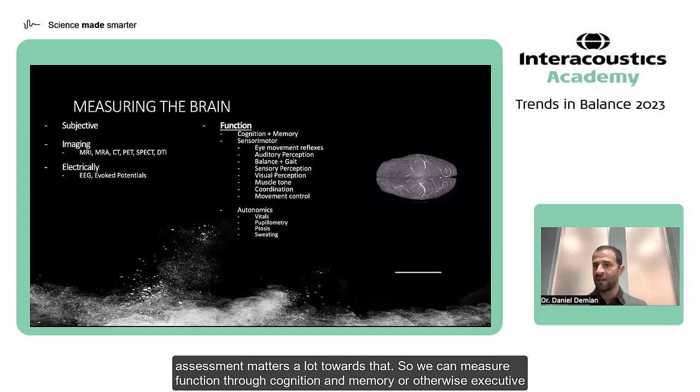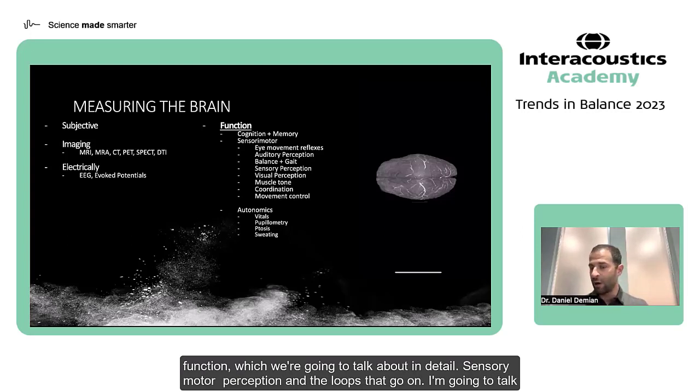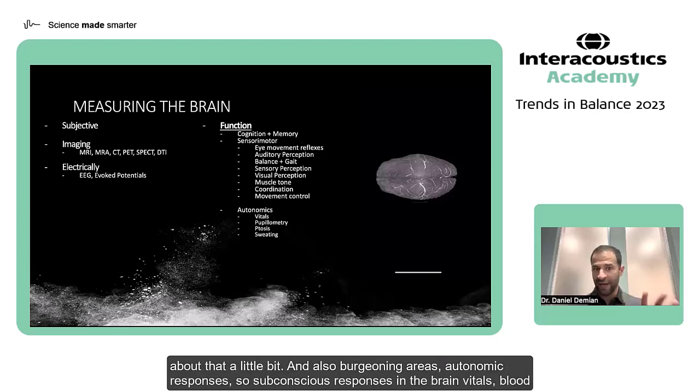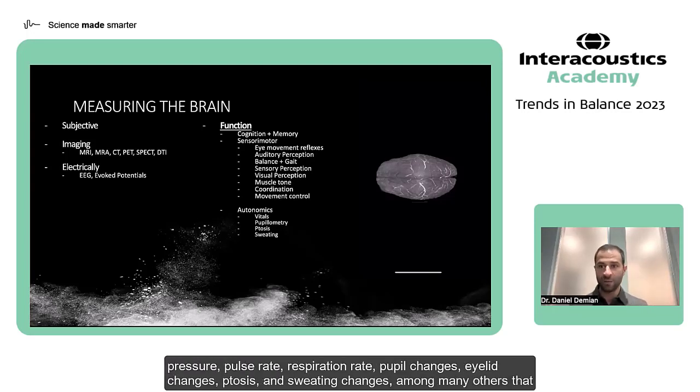So we can measure function through cognition and memory, or otherwise executive function, which we're going to talk about in detail, and sensory motor perception and the loops that go on. I'm going to talk about that a little bit, and also burgeoning areas such as autonomic responses, so subconscious responses in the brain: vitals, blood pressure, pulse rate, respiration rate, pupil changes, eyelid changes, ptosis, and sweating changes, among many others that we're looking at.